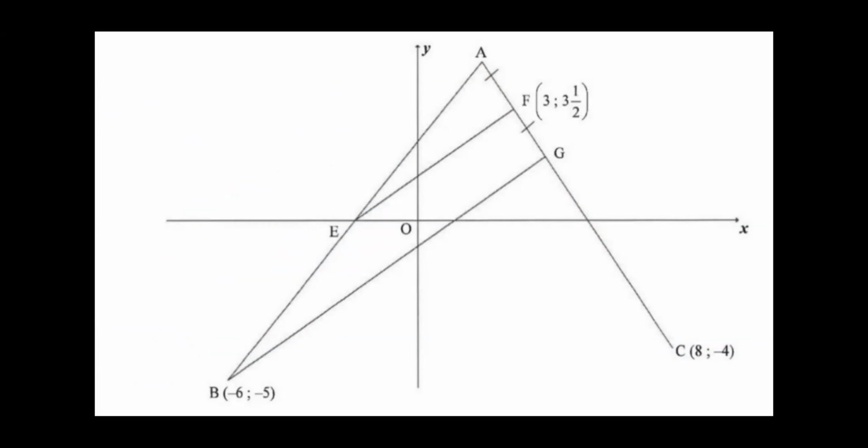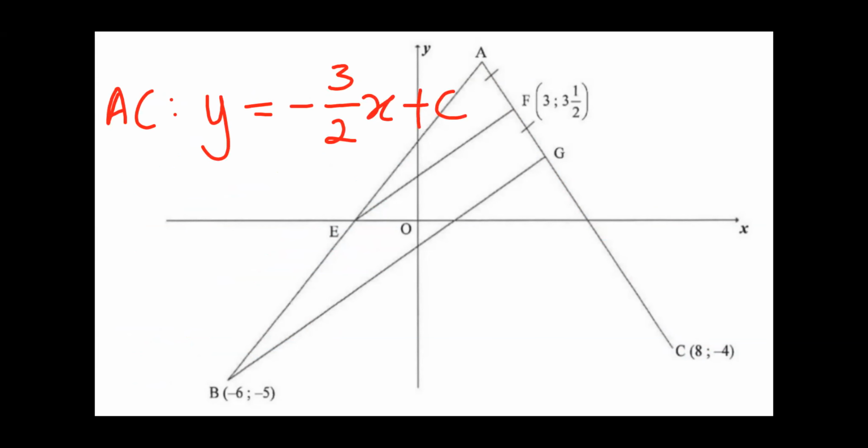Now I can just write out the equation for the line. So the line of AC has the equation y is equal to mx plus c, where m is -3/2, so y = -3/2x plus... no, I'm sorry, plus 8. We just worked it out as 8, so plus 8. There we go.